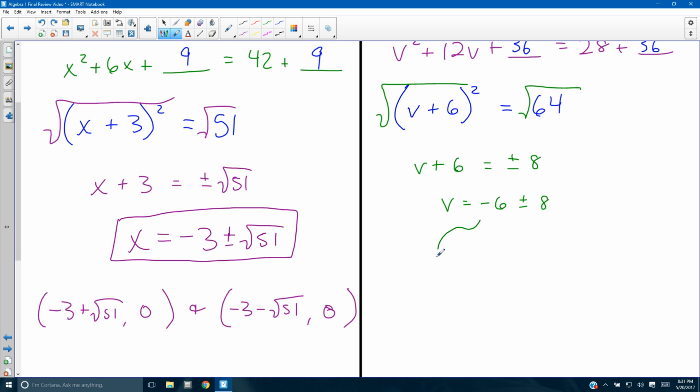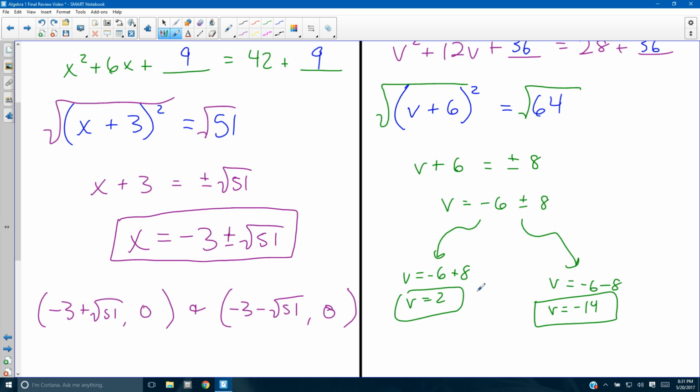So let's separate them. Either v is -6 plus 8, which is 2, or v equals -6 minus 8, which is -14. Okay, those are your answers.